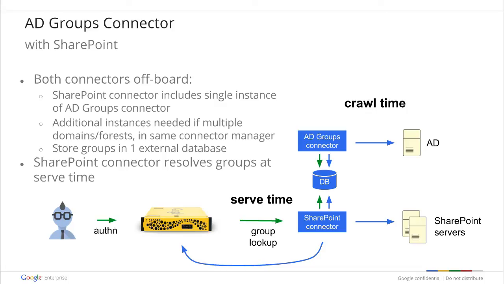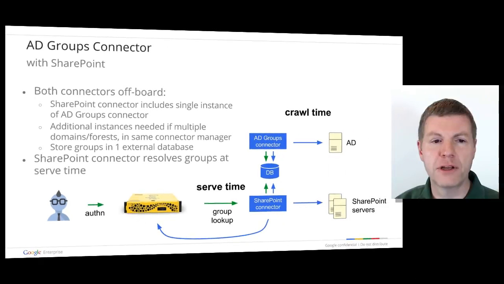All connectors within the same connector manager will use the same database, whether it's the internal H2 database or an external database. The SharePoint connector will be used for group lookup, and it will be able to read the database entries made by the AD Groups connector. If you have GSA mirroring, you should install multiple AD Groups connectors for redundancy using a single external database. That will be discussed in our Advanced Windows Environment training later.